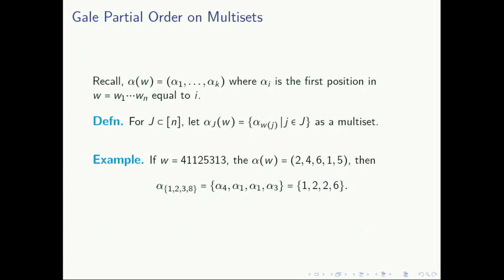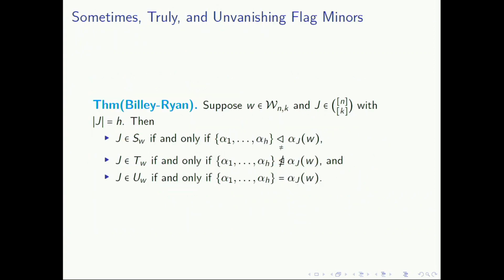Okay, so easy enough to write down that construction for any J. So we have alpha J of W. And then these alpha J's completely determine the partition of all of these flag minors. So J is sometimes vanishing if and only if alpha 1 through alpha h of W is strictly less in Gale order than alpha J of W. It'll be truly vanishing if alpha sub J is not bigger than alpha 1 through alpha h, and it'll be unvanishing if these two sets are equal. So it completely determines it all.